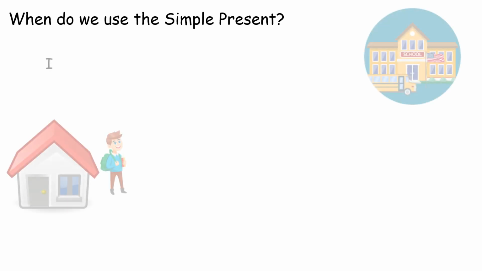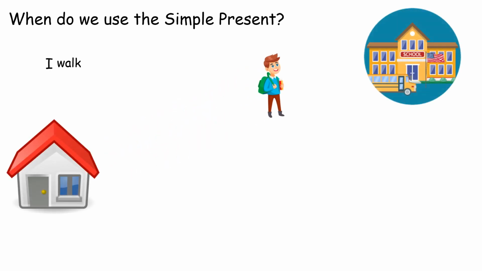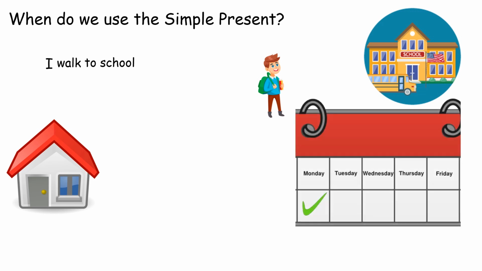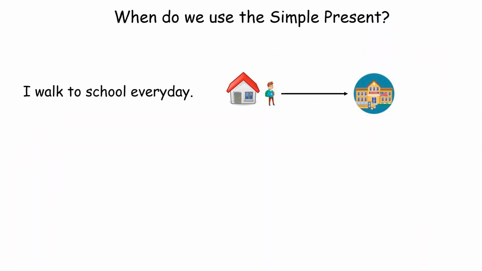Imagine this sentence. I walk to school. And now imagine I don't only walk to school on one day, let's say Monday, but I also walk to school on Tuesday and Wednesday and Thursday and Friday. So we can say I walk to school every day. This is a perfect example for the use of the simple present.